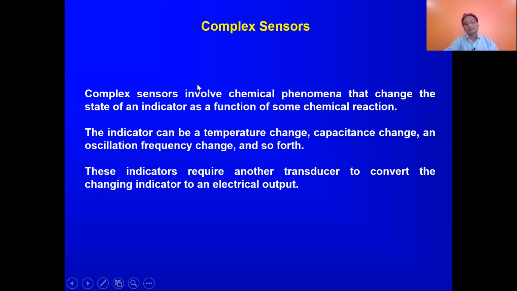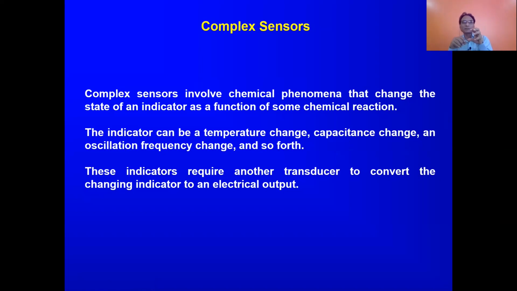Whatever we have discussed so far was an example of a simple sensor. Now let me give you glimpses of a complex sensor, we have got around 8 minutes left. Now, as I told you, the complex sensor consists of 2 different transducers in it.